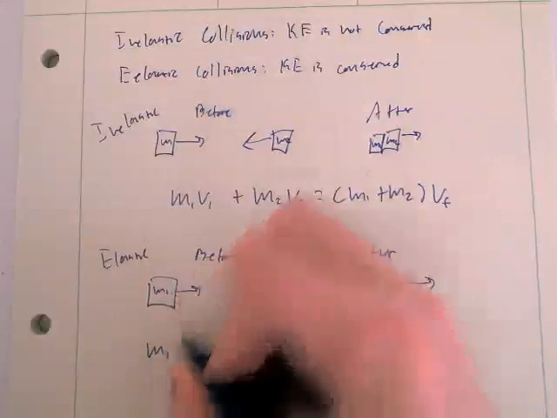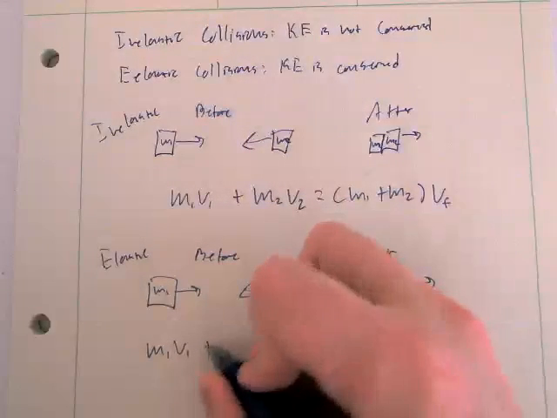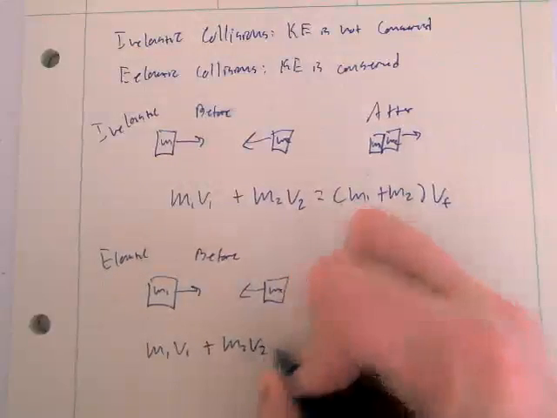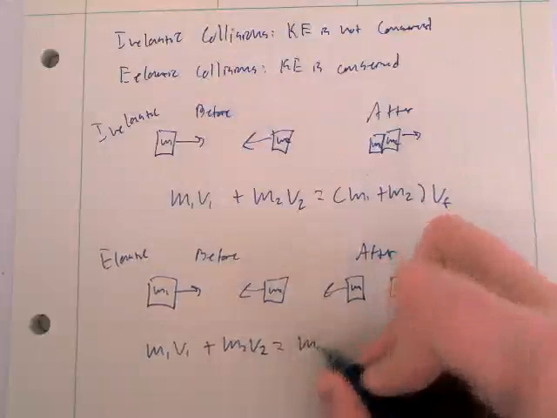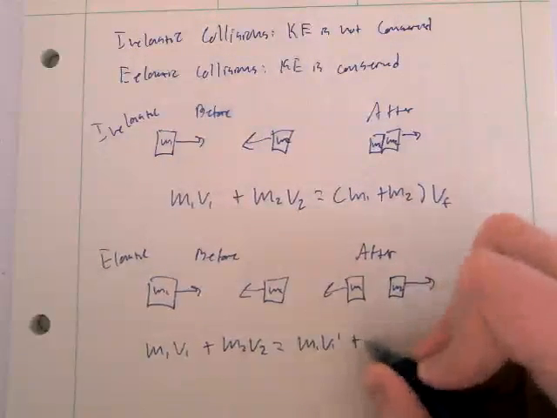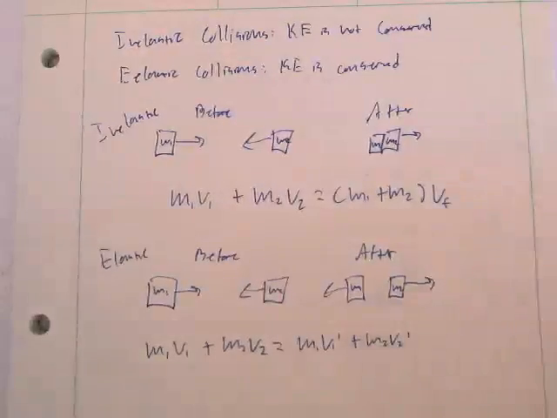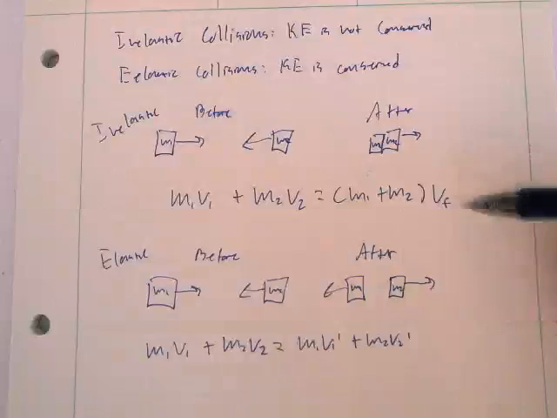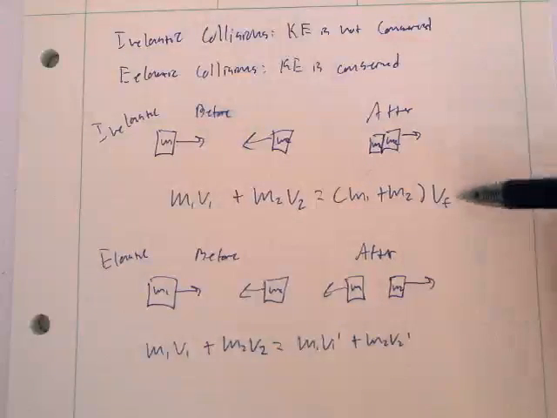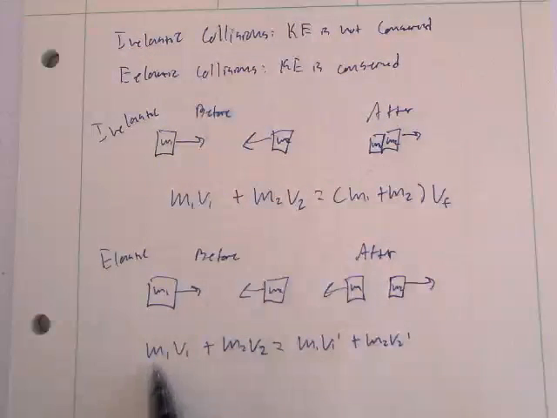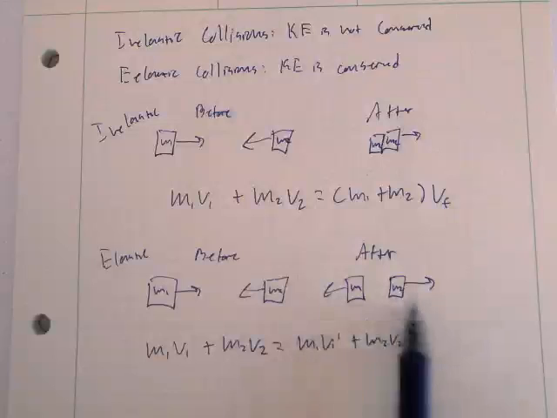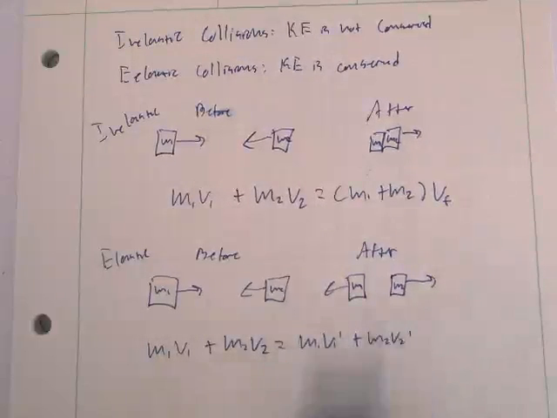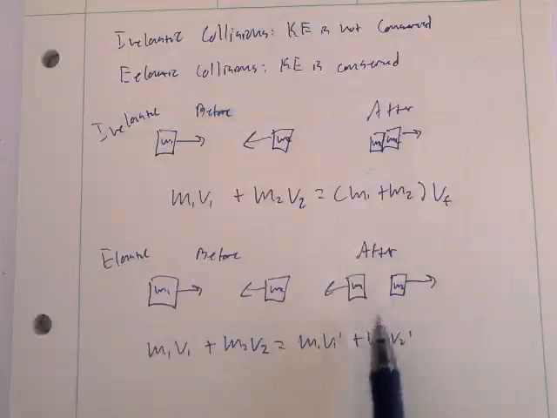So here we would say M1 V1 plus M2 V2 is equal to M1 V1 prime plus M2 V2 prime, right? So this would be one equation you could have. So already you have an extra variable right here. They're both moving together, so you only have the V final. Whereas here, they've bounced off, they're moving in separate directions, or not necessarily separate directions. They could actually be both moving in the same direction, again, depending upon the masses and initial velocities involved, right?